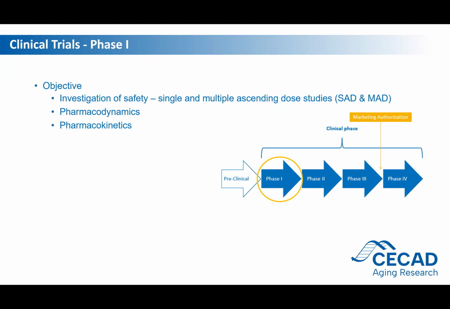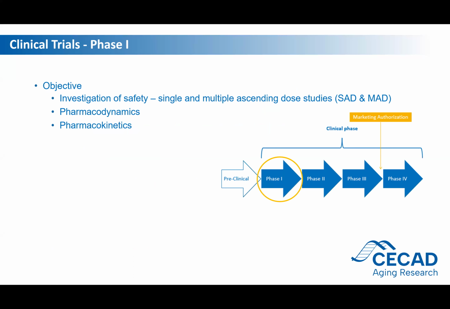So let us proceed to the actual phases. Now that you have an understanding of what falls under a clinical trial, let us see what the actual objectives are that you have to tackle with your clinical trials. With a phase 1 clinical trial, the objective is to investigate the safety of the compound.